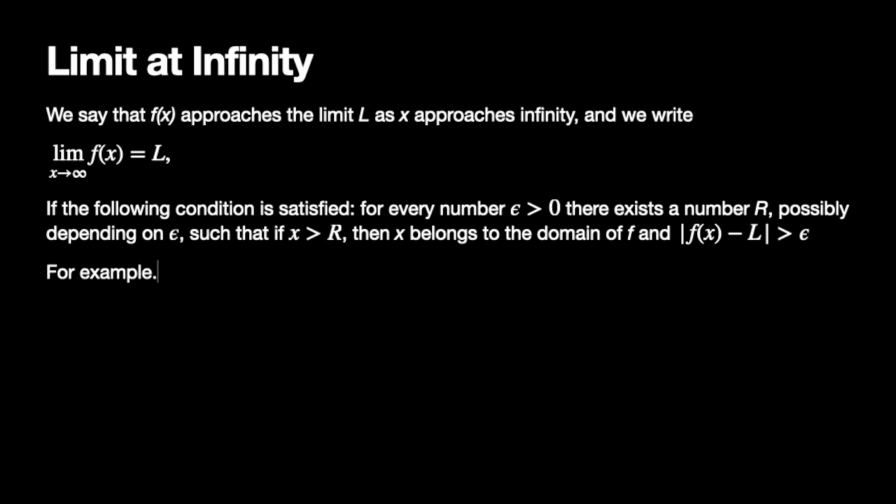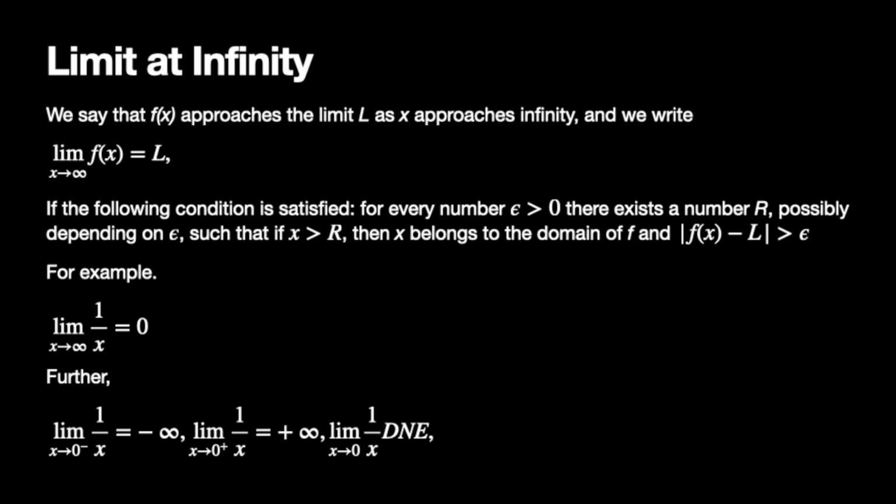For example, the limit as x approaches infinity of the function 1 over x will equal 0. Likewise, we can flip this function and find infinities as the limits. The limit as x approaches 0 from the left of f of x, we find negative infinity. The limit as x approaches 0 from the right of f of x, we find positive infinity. And therefore, we also find that the limit as x approaches 0 of f of x does not exist.